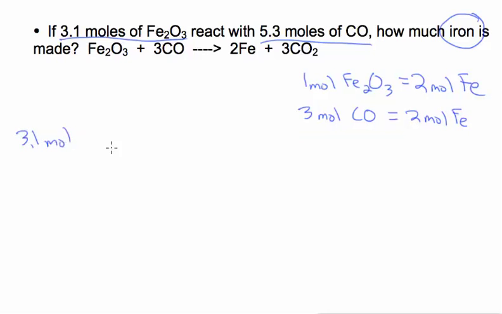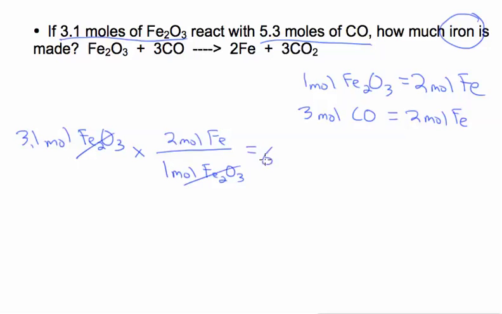3.91 moles of Fe2O3, and our mole ratio says to put 1 mole of Fe2O3 on the bottom and 2 moles of iron on the top. So we have 6.2 moles of iron.